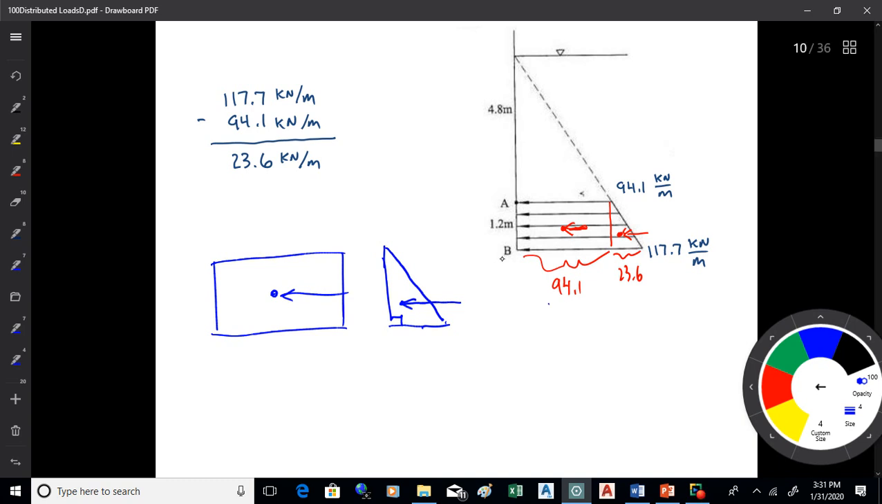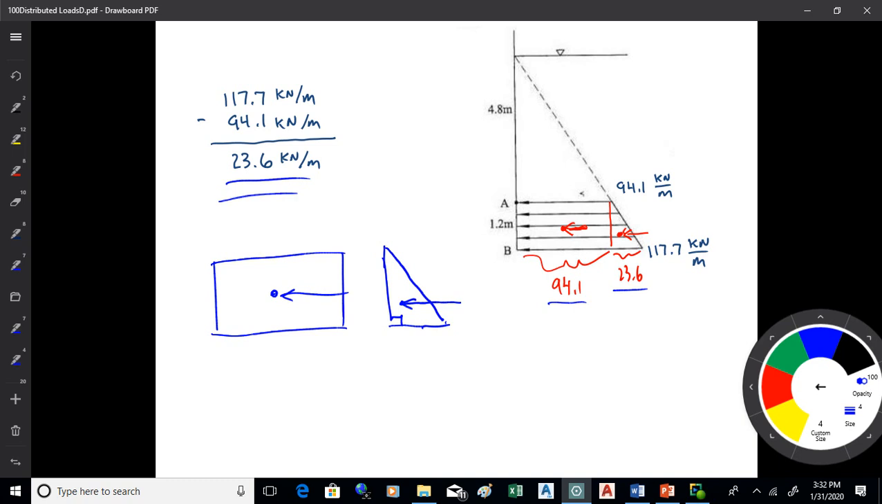So that rectangle there has a value of 94.1 kilonewtons per meter. To find the base of the triangle, I take the total, the 117.7, subtract off the 94.1, and I get 23.6. So what I have there is a rectangle with a force directed at its centroid, and then a separate triangle with a force directed at its centroid. That's what I'm working with.